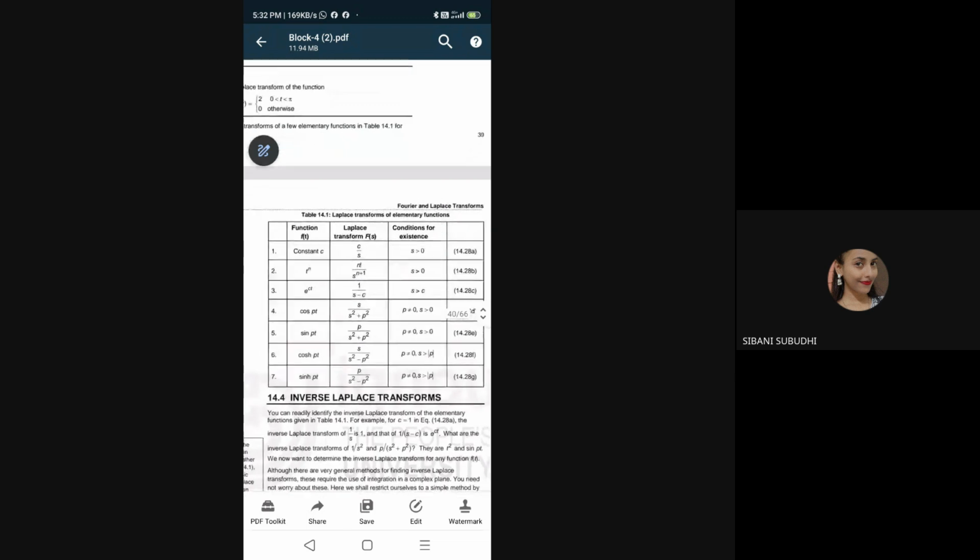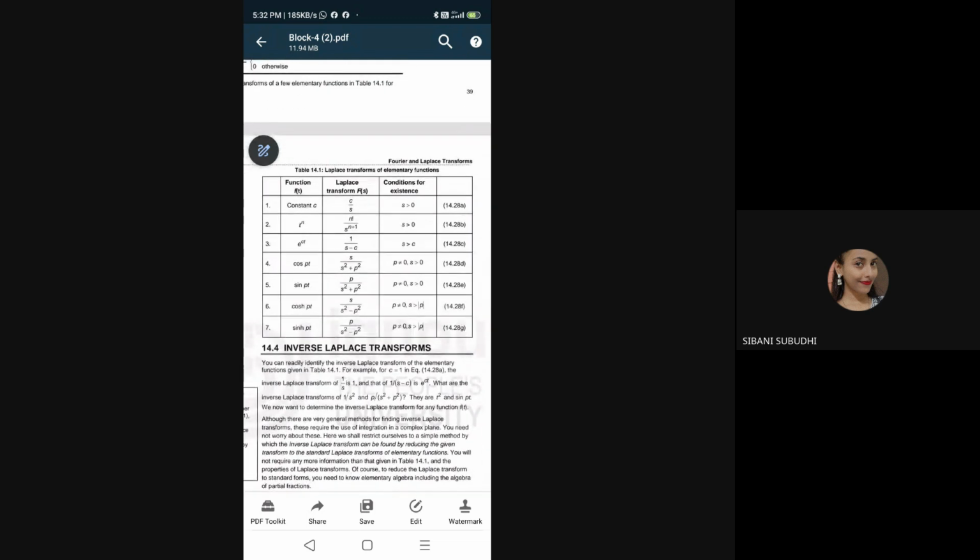And you have the Laplace transform of elementary functions shown in a tabular form. If the function is a constant represented by c, then F(s) is equal to c by s. And if the function is in the form of t to the power n, then the Laplace transform F(s) is n factorial by s to the power n plus 1. If the function is in e to the power ct format, where c is a constant, the Laplace transform F(s) is equal to 1 by s minus c.